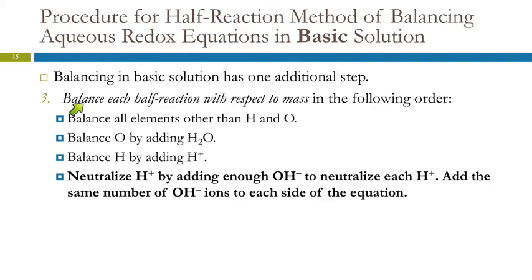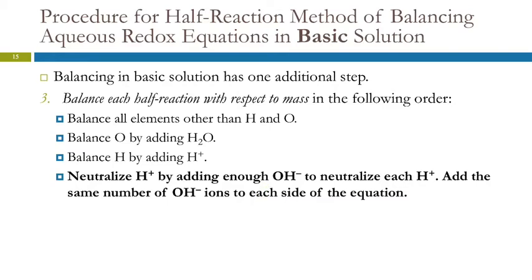So we balance these other than hydrogen and oxygen. We're going to balance the oxygen with water, balance the hydrogen with hydrogen ion. Once we've got that done, this is a basic solution. That means there's hydroxide present. So what we're going to do is neutralize the hydrogen ions. However many hydrogen ions there are, we're going to add the same number of hydroxide ions.